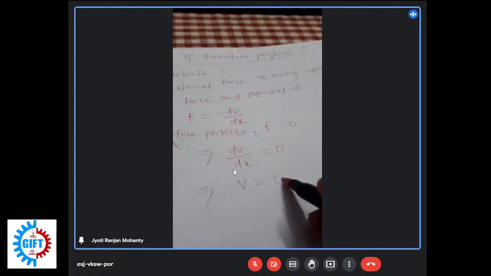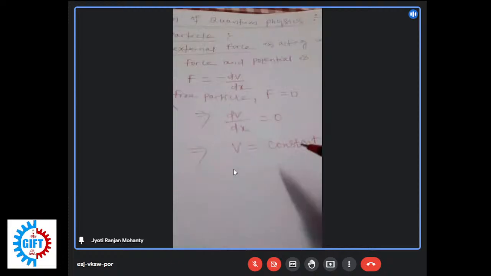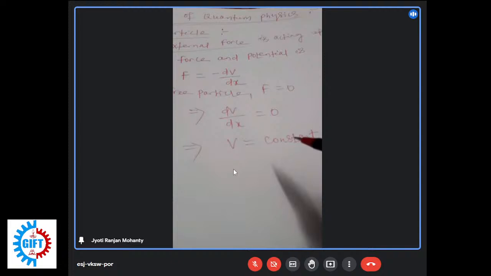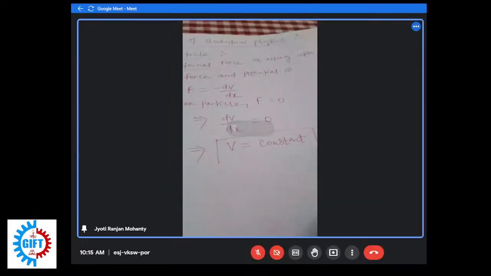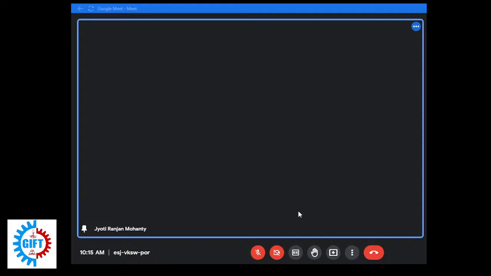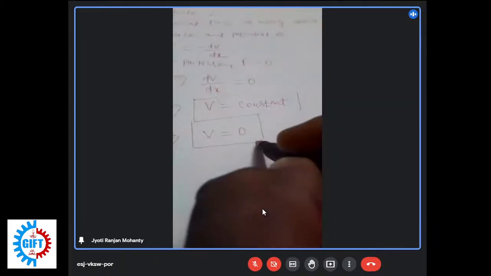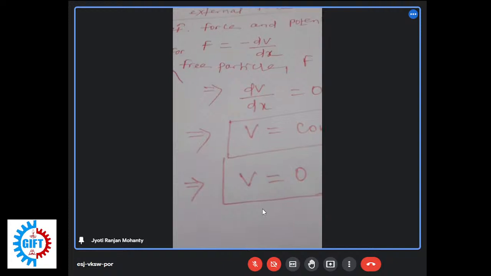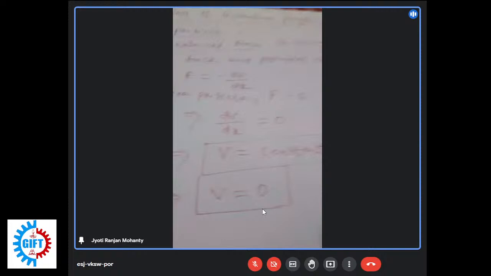The derivative of a constant is equal to 0, so dV by dx is equal to 0 means V is equal to constant. So V is equal to constant, or we can say V is equal to 0. Constant means we can take any numeric value, which can be chosen to be 0. So this is the condition for a free particle.